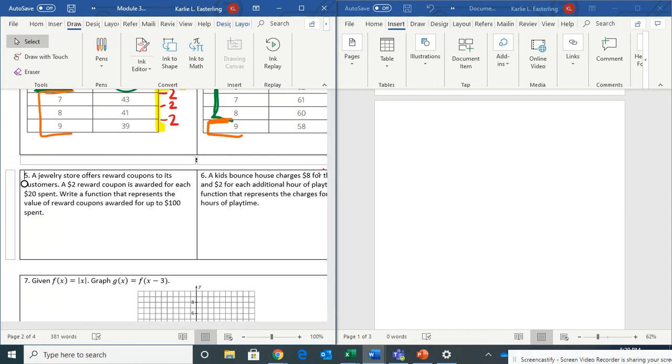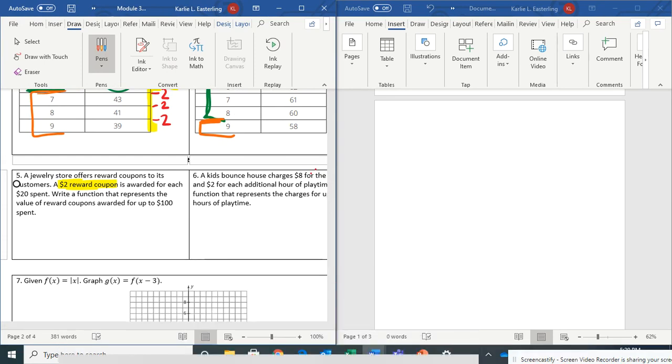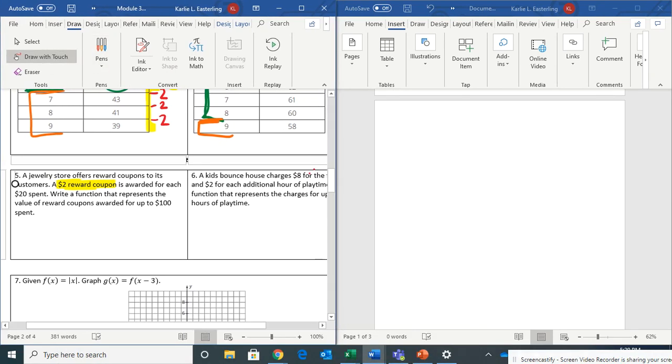So when we're looking at number 5, and I'll probably highlight some good information over here. So a jewelry store offers reward coupons to its customers. A $2 reward coupon is awarded for each $20 spent. Okay, so for each $20 spent, write a function that represents the value of reward coupons awarded for up to $100 spent.